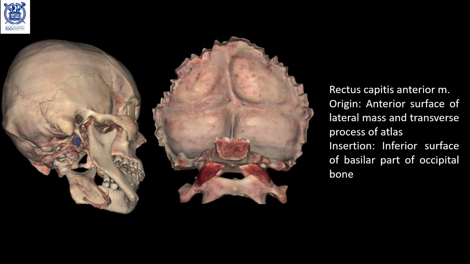Rectus capitis anterior. It is also called rectus capitis anticus minor. This muscle is a short flat muscle situated immediately behind the upper part of the longus capitis. It arises from the anterior surface of the lateral mass of the atlas and from the root of its transverse process, and passing obliquely upward and medially, is inserted into the inferior surface of the basilar part of the occipital bone immediately in front of the foramen magnum. Its action is to aid in flexion of the head and neck, and it is innervated by C1 and C2.